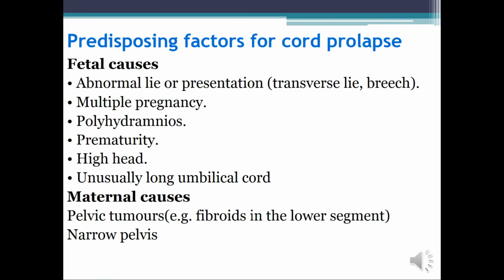What are the predisposing factors for cord prolapse? Fetal causes and maternal causes. Fetal causes: abnormal lie or presentation such as transverse lie, breech, multiple pregnancy, polyhydramnios, prematurity, high head, usually long umbilical cord. Maternal causes: pelvic tumors such as fibroid in the lower segment, narrow pelvis.